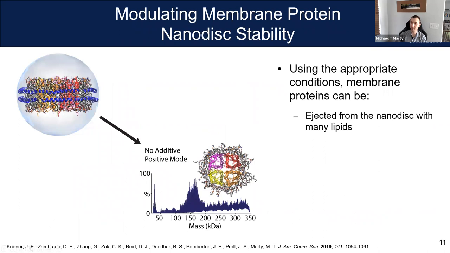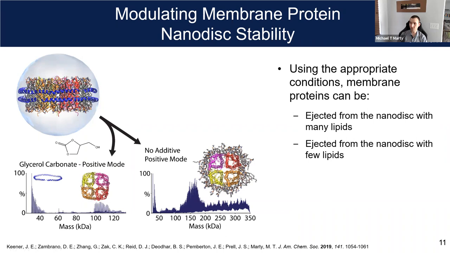Under the normal native mass spec conditions, we typically see that the protein falls out, and what we get is an annulus of lipids stuck to it, right? So this protein has a mass of about 96 kilodaltons. We end up with about 80 lipids bound, right? So it falls off with just a ton of lipids stuck to it.